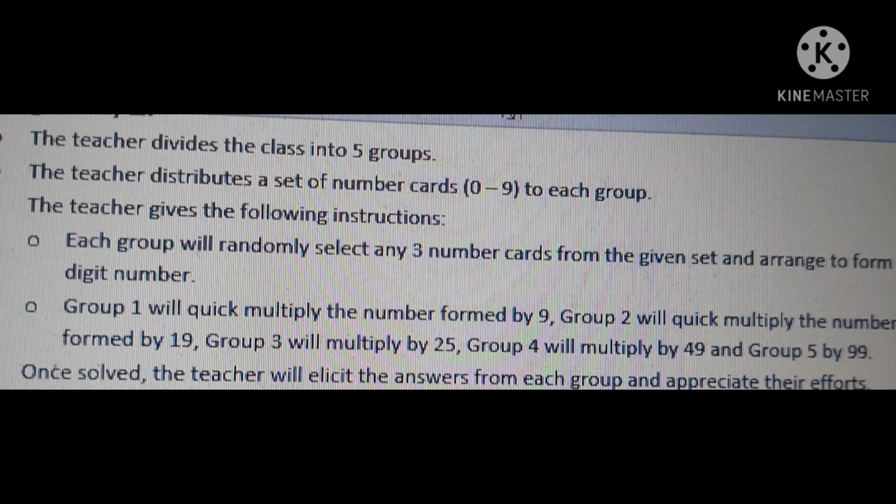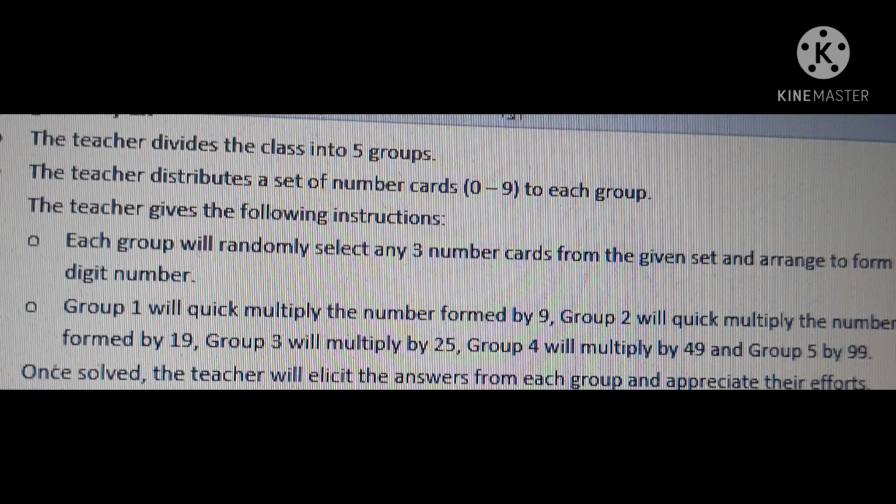Okay, so what each group will do, they will randomly select any 3 number cards from the given set of number cards, that is 0 to 9, and then arrange those 3 numbers to form a 3-digit number. Okay, now suppose if there are 5 groups, so 5 groups will have 5 different numbers. Then group 1 will quick multiply the number formed by 9. Group 2 will quick multiply the number formed by 19. Group 3 will multiply by 25. Group 4 will multiply by 49, and group 5 by 99.